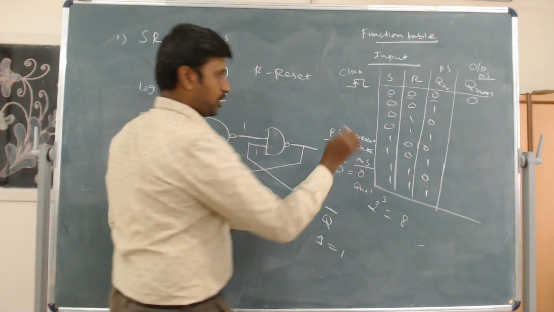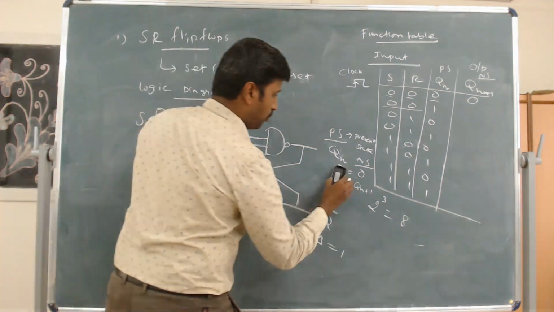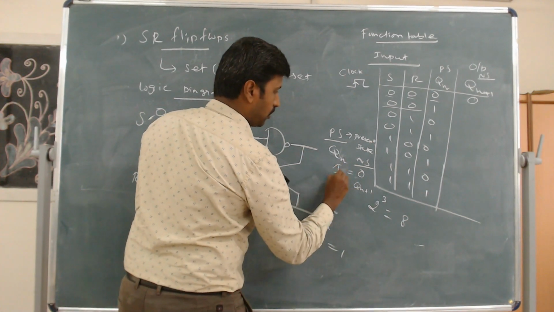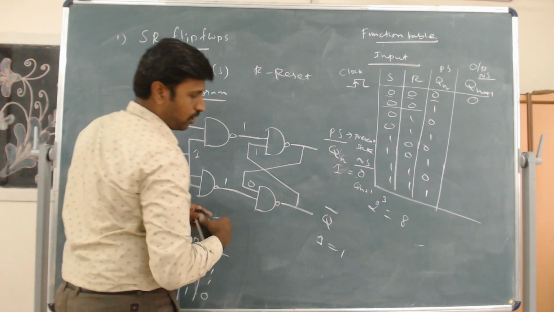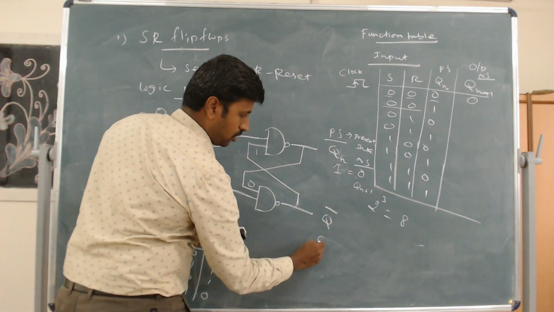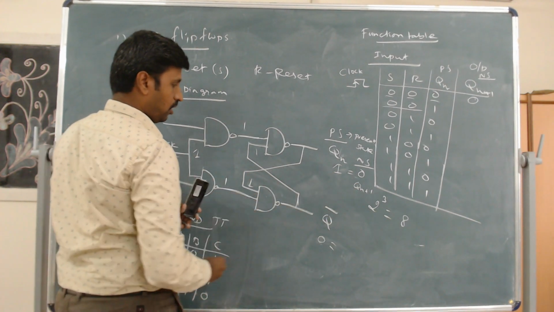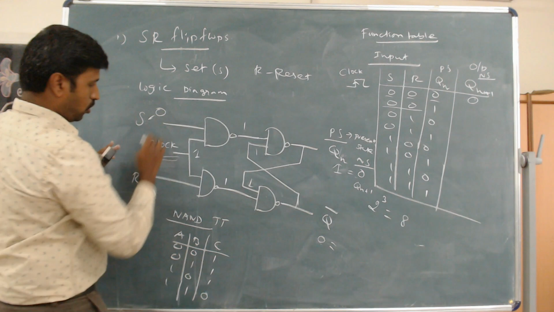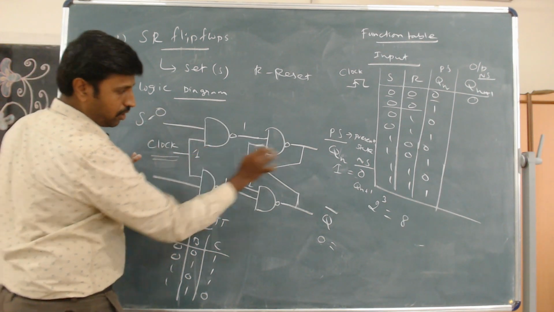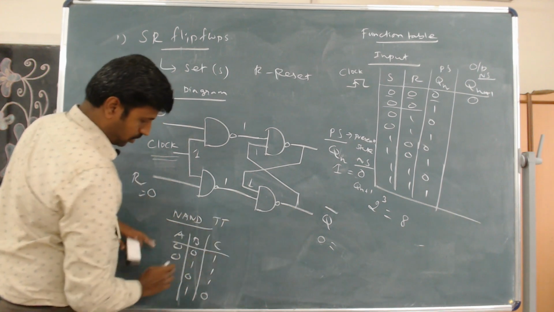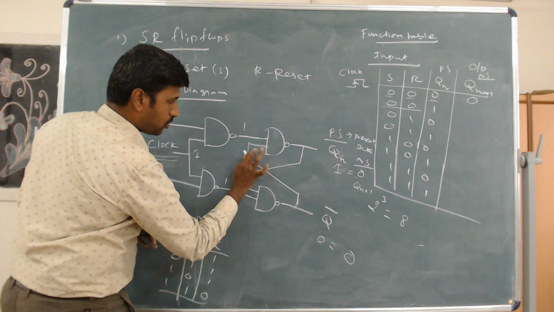After that, the next case is the same 0 0 with present state 1. If I consider the present state to be 1, Q bar will be 0, and the 1 is fed back here. For 0 0, the same operation is performed, with the clock at 1. So 1 1 gives output 0, and that 0 is fed back.